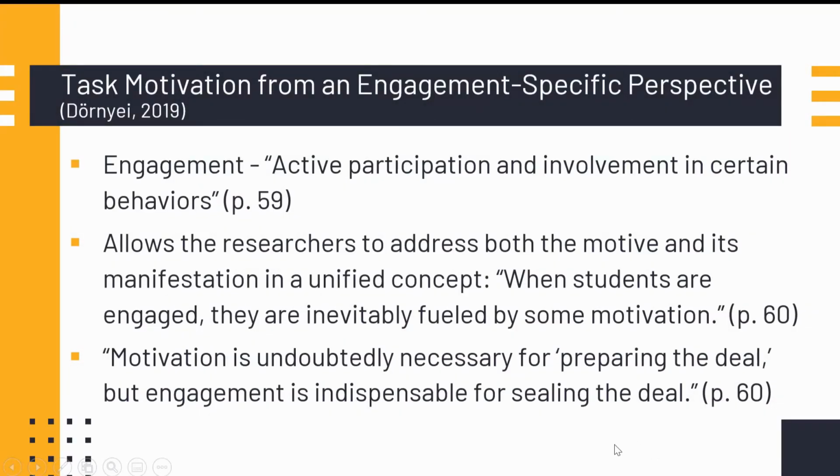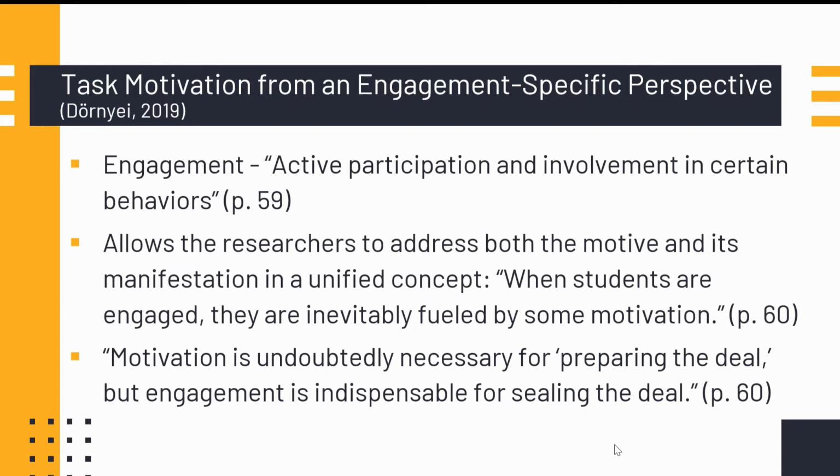And he ends his article by saying it's important to look at task motivation from an engagement-specific perspective. So he also provides an engagement definition: active participation and involvement in certain behaviors. And I think Dörnyei, in his previous work, always emphasized this action as a part of the motivation stage. So looking at task motivation from this perspective allows researchers to address both the motive and its manifestation in a united concept. In his terms, when students are engaged, they are inevitably fueled by some motivation.